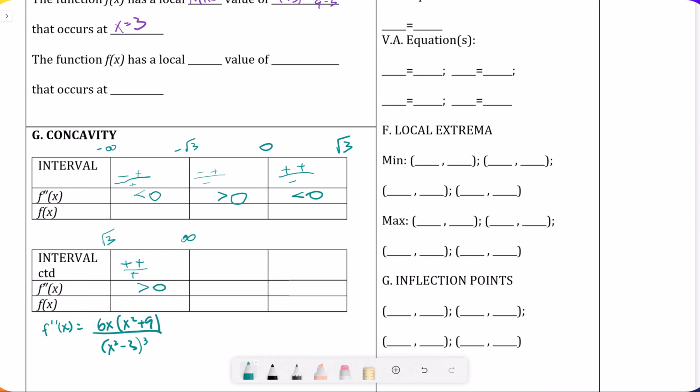Now, if I'm less than 0 for my second derivative, does that mean I'm concave up or concave down? Do I open up or open down? We open down, so that's CD. That's CU. That's CD. That's CU. And so what we want to do is take all this information and summarize it, which we will do next.